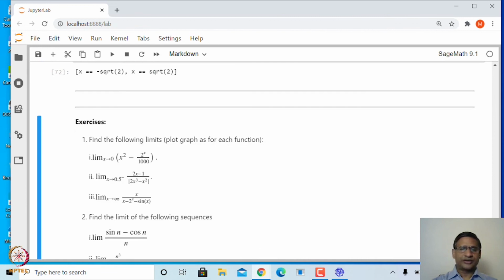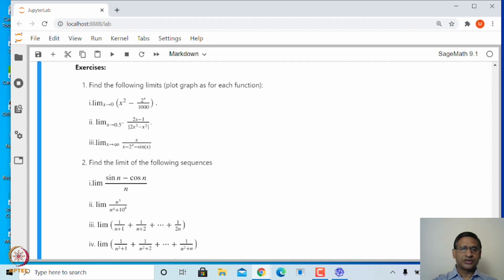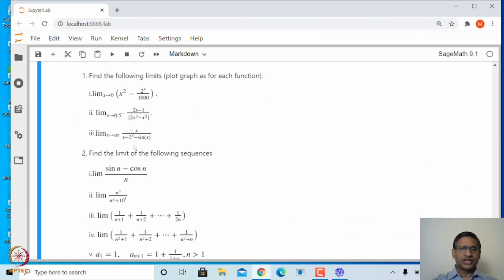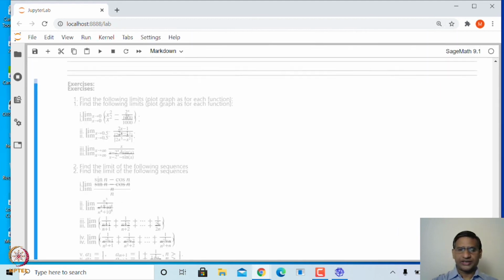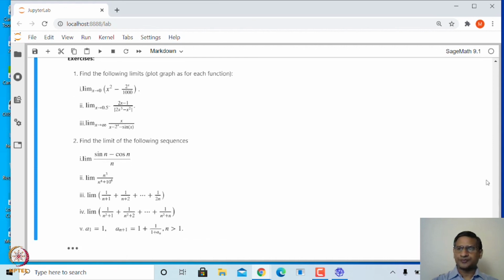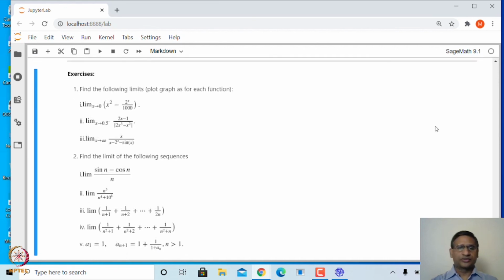Okay. So, let me leave you with some exercises. You should try to find the limit of some of these functions, and also the limit of some of these sequences. They are quite easy. Let me make it slightly smaller, so that you can see the entire screen if you want to capture it.